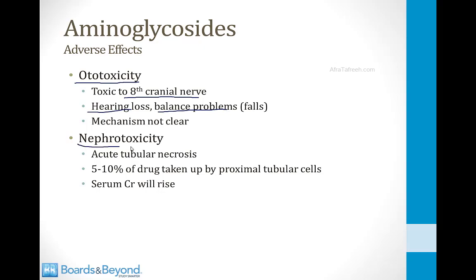And then nephrotoxicity is a much feared side effect of aminoglycosides. These drugs can cause acute tubular necrosis. 5 to 10% of the drug is taken up by cells in the proximal tubule, and if patients develop nephrotoxicity, you will see their serum creatinine level begin to rise.